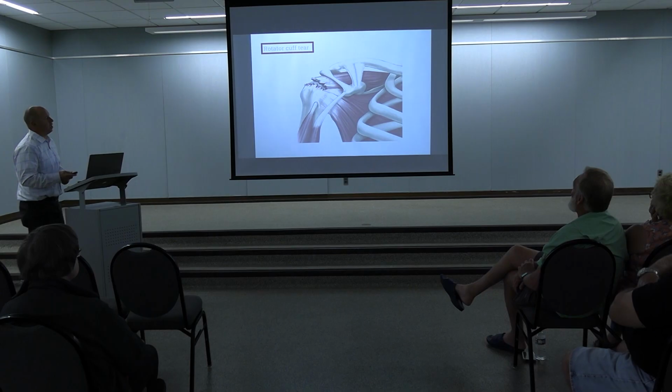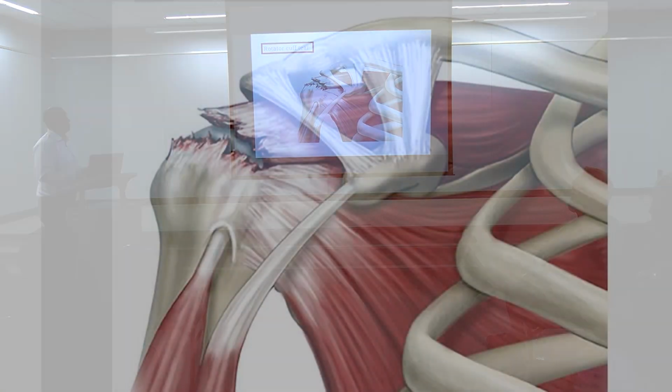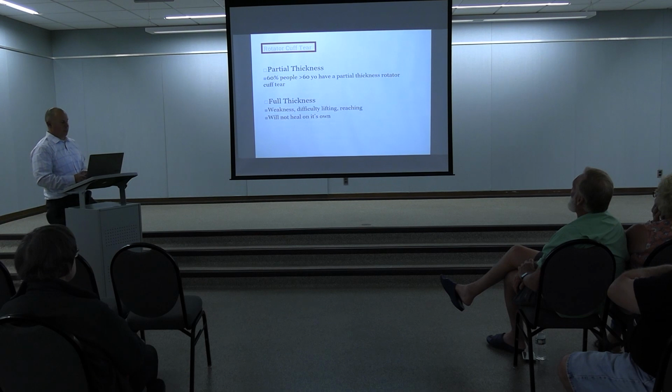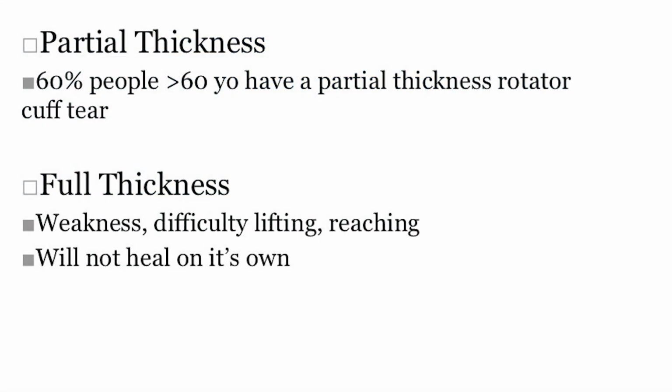Moving on to rotator cuff tear. This is probably one of the more common ones we see in the orthopedic clinic. Basically, what it describes is a tear of the rotator cuff. This is demonstrating a tear of the supraspinatus, or the most commonly torn rotator cuff tendon. It can be partial thickness or full thickness. Approximately 60% of people 60 years old have a partial thickness rotator cuff tear.